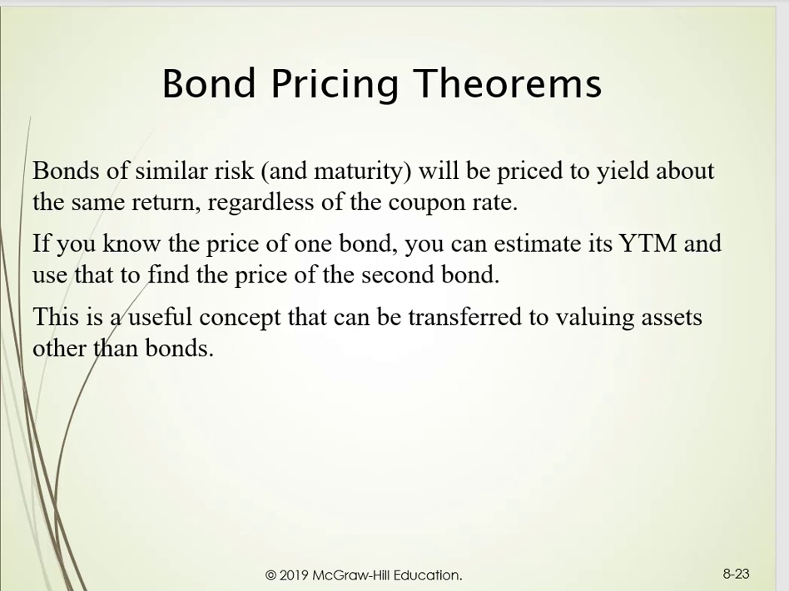So the next thing we want to talk about are just some basic pricing theorems, right? So if you think about the law of one price, bonds of similar risk and maturity are going to be priced to yield about the same return. Similar risk things should have similar returns. And it really doesn't matter about the coupon rate. They'll have the same returns. How we can use this then is we can use this to predict prices of other bonds and other assets, because we can associate the risk of those assets with the values, the cash flows of other assets.